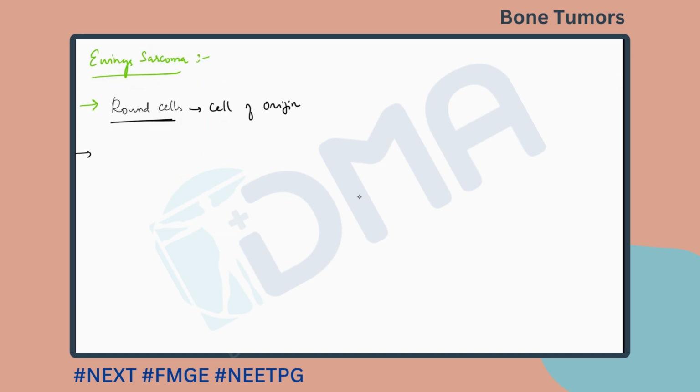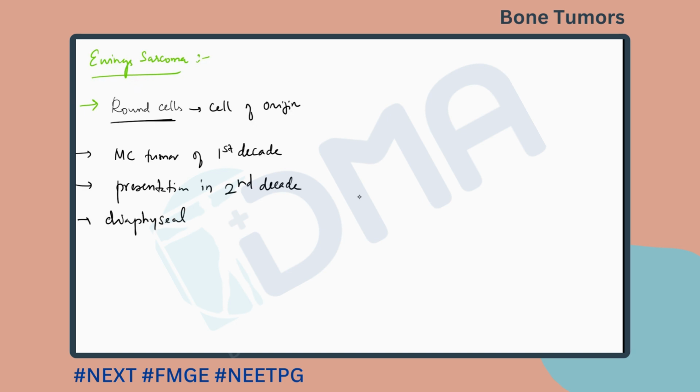It is the most common tumor of the first decade. Though it is the most common tumor of the first decade, its presentation is usually seen in the second decade. It involves the diaphyseal region of the bone.